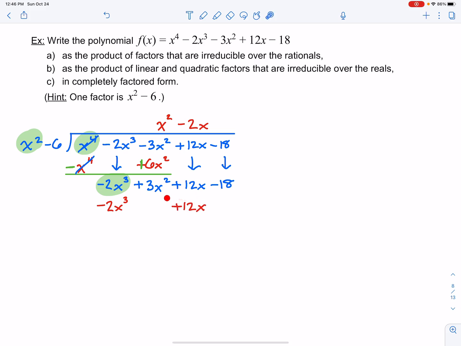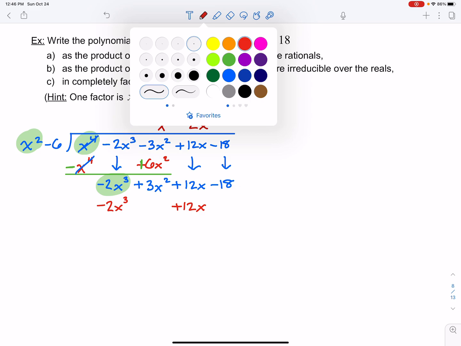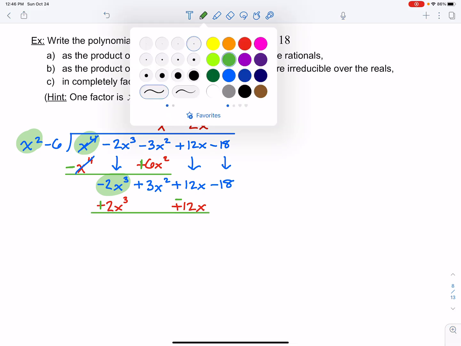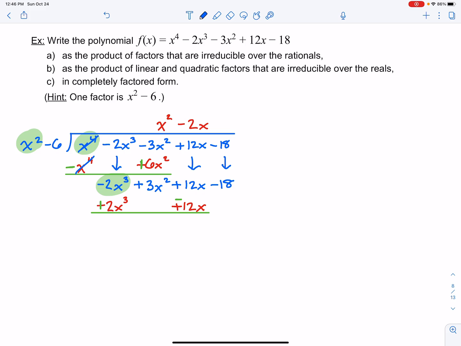But we're really subtracting everything in this row from the row above, so we need to change the signs of everything in this row. So this is going to become a positive, this is going to become a negative, and then we can add within our columns. So here we will have negative 2x cubed plus 2x cubed adds up to 0, cancels out. That's what we want. Our 3x squared we haven't done anything with, we don't have anything to combine it with, so we just drop it down.